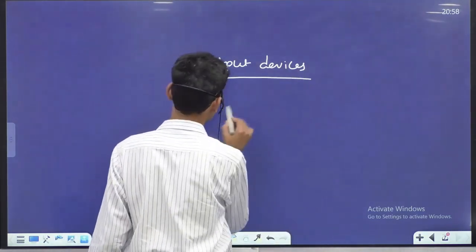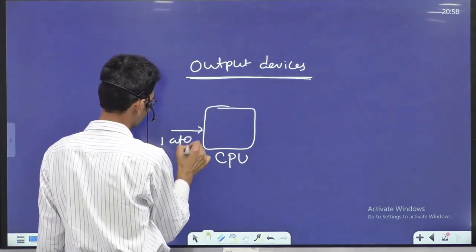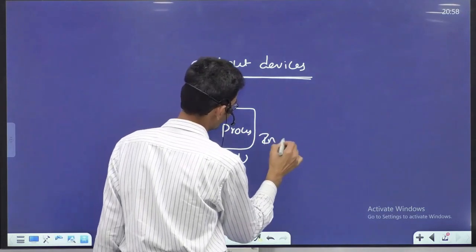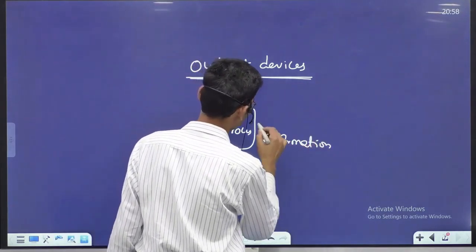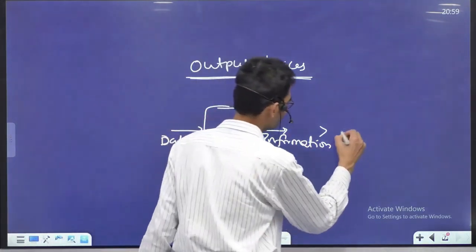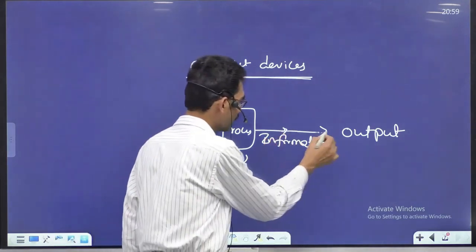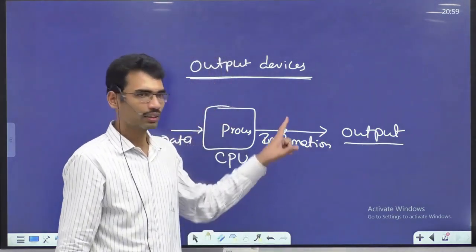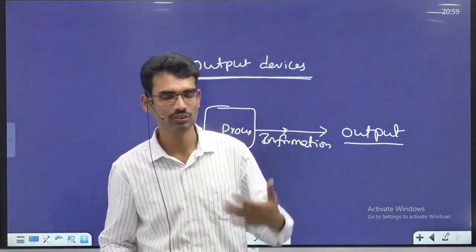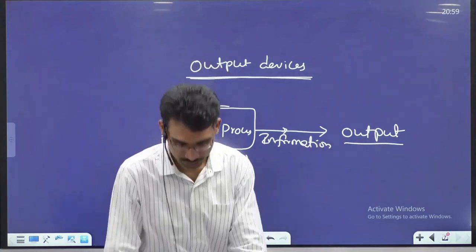What does an output device do? In the central processing unit, data comes. Once data comes, it processes it and gives information. So data is taken, processed, and the information is given to the output. Whatever we are asking the computer, the computer responds to that input and gives output. It receives data from the CPU and shows it in the output devices.